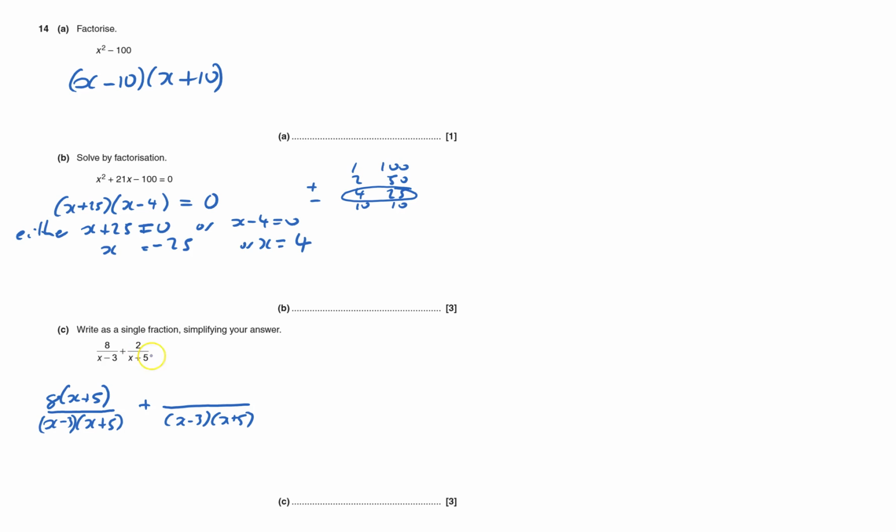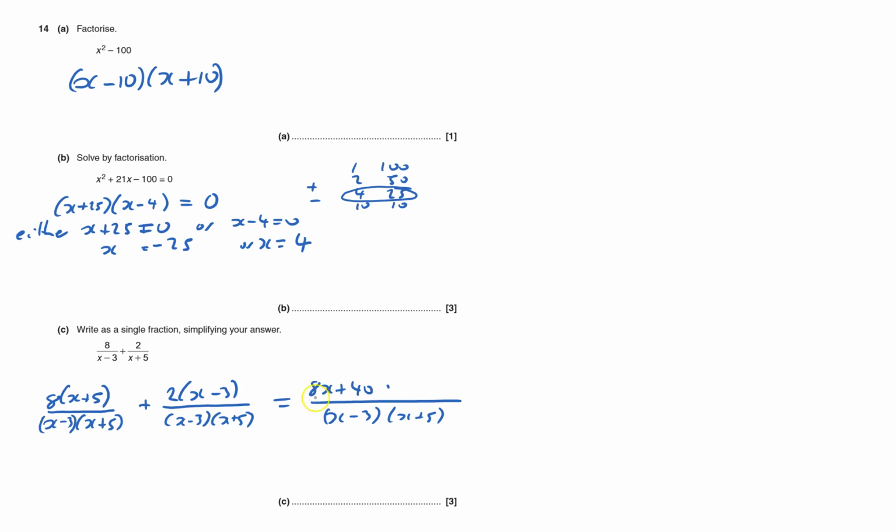And the one on the right, I've times the bottom by x minus 3, so I've got to times the top by x minus 3, and that'd be 2 lots of x minus 3. I've got something over this plus something over this. The bottom is going to be the same thing, x minus 3 over x plus 5. And what have I got on top? I've got 8x's, and 8x's plus 40.